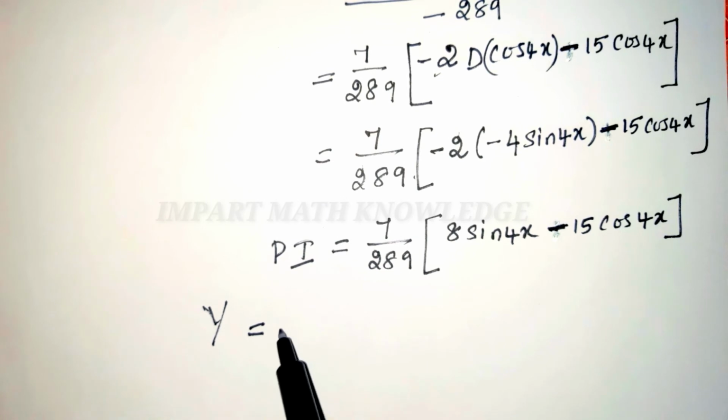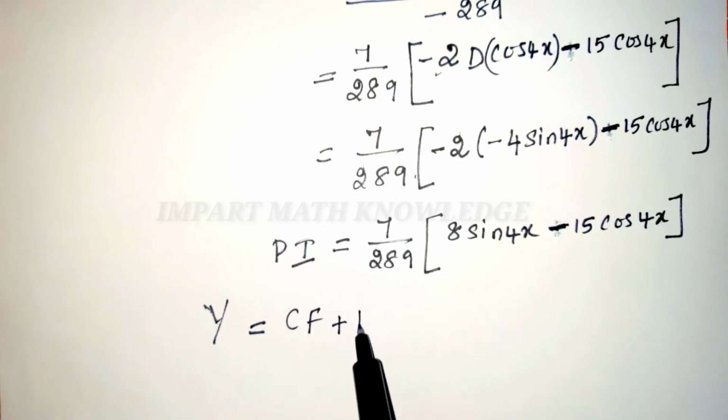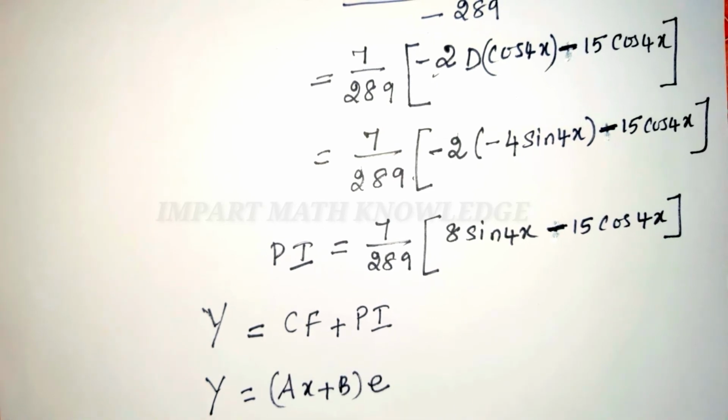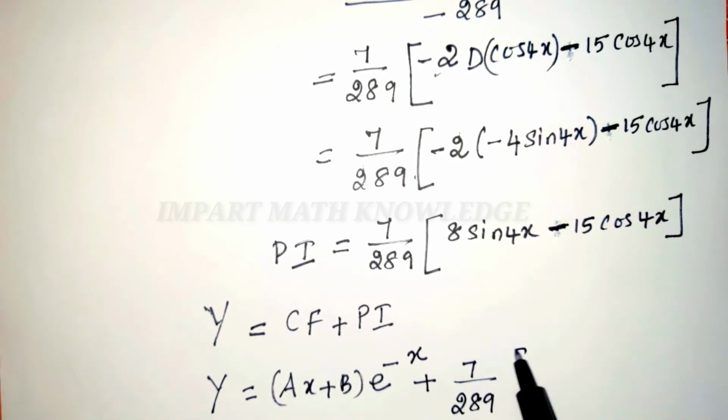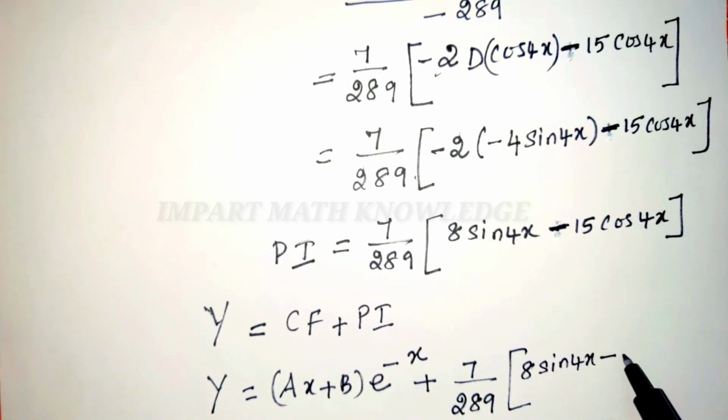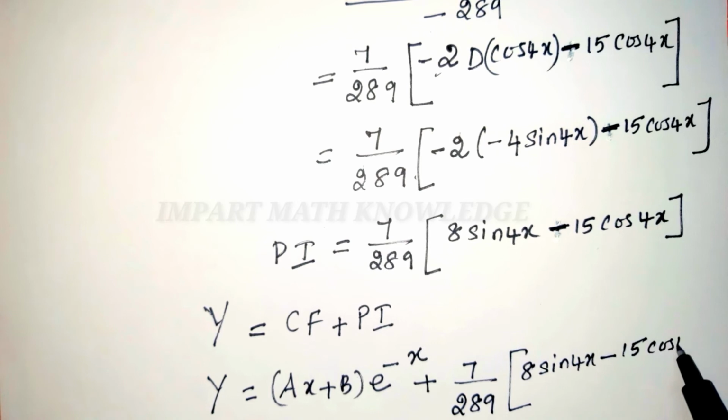The general solution is y equal to complementary function plus particular integral. Here the complementary function is (ax + b) e^(−x), plus 7 by 289, (8 sin 4x − 15 cos 4x).